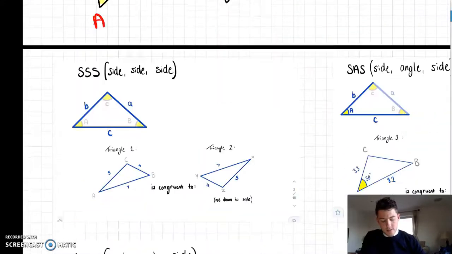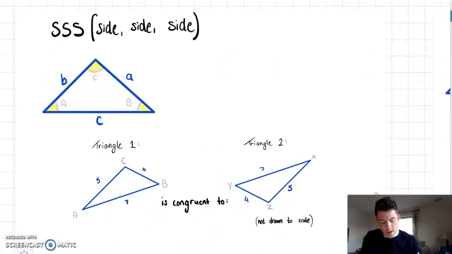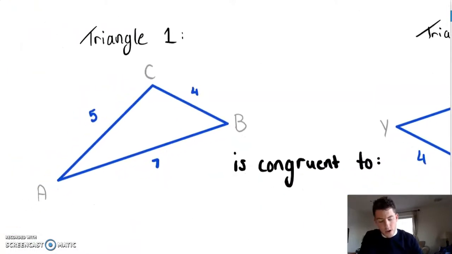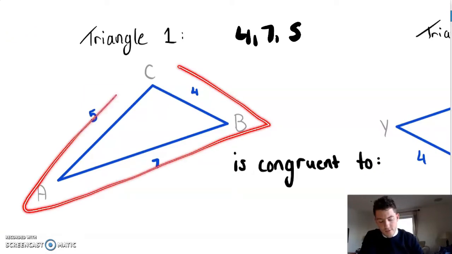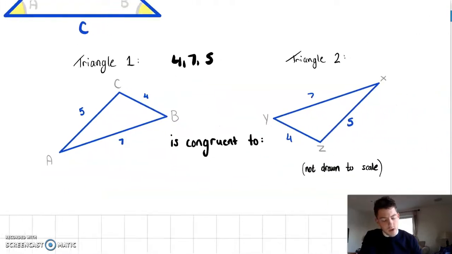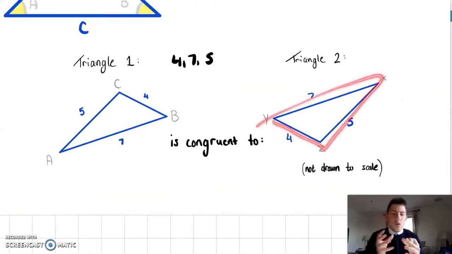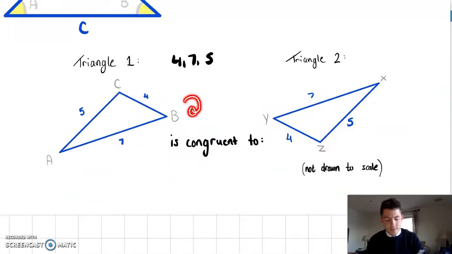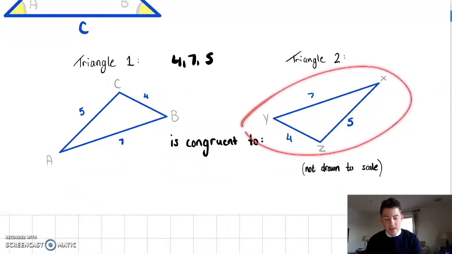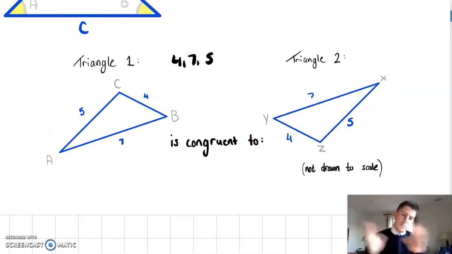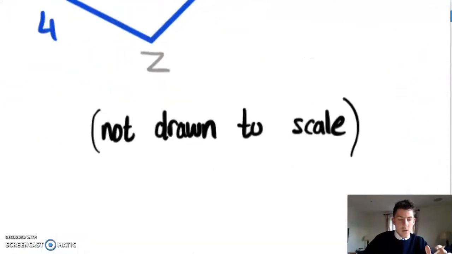Let's show you some examples. Here's a side, side, side. If I said to you, draw me a triangle with sides of 4, 7, 5, you can see me doing that here. 4, 7, 5. All I've done is rotate the shape, but this triangle is identical to this triangle. Always will be.